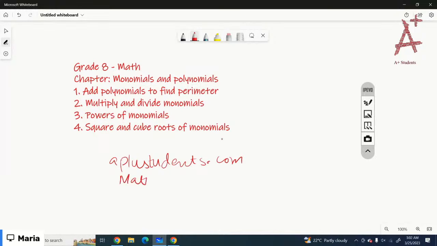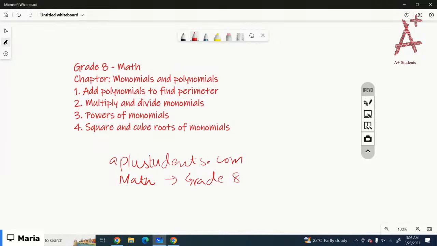You have to select math from the subject tab. Scroll down to grade 8 and then click on view all lessons. There you can find a list of the chapters. So we're going to start with monomials, and the chapter name is monomials and polynomials.